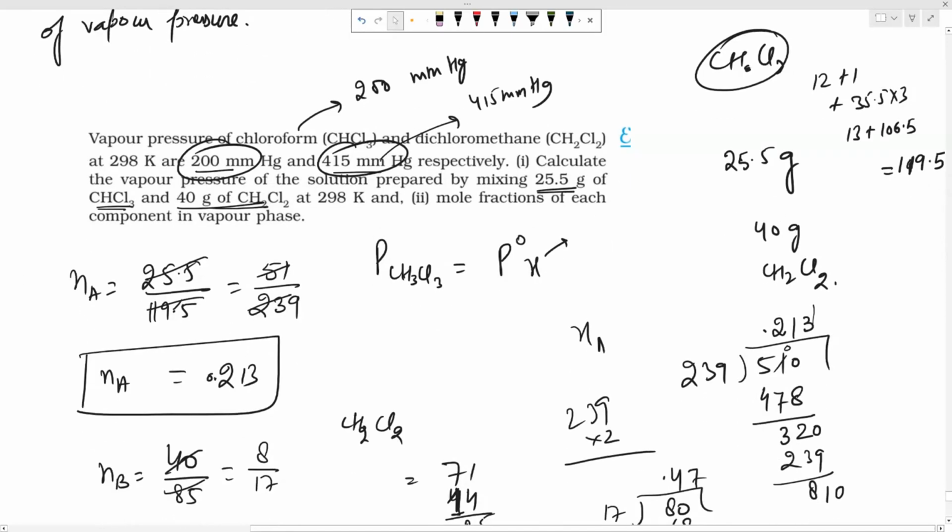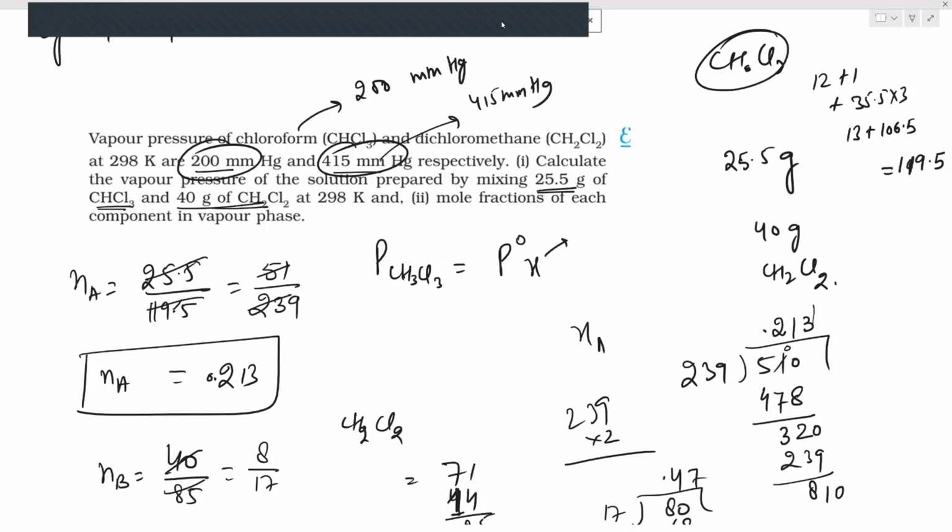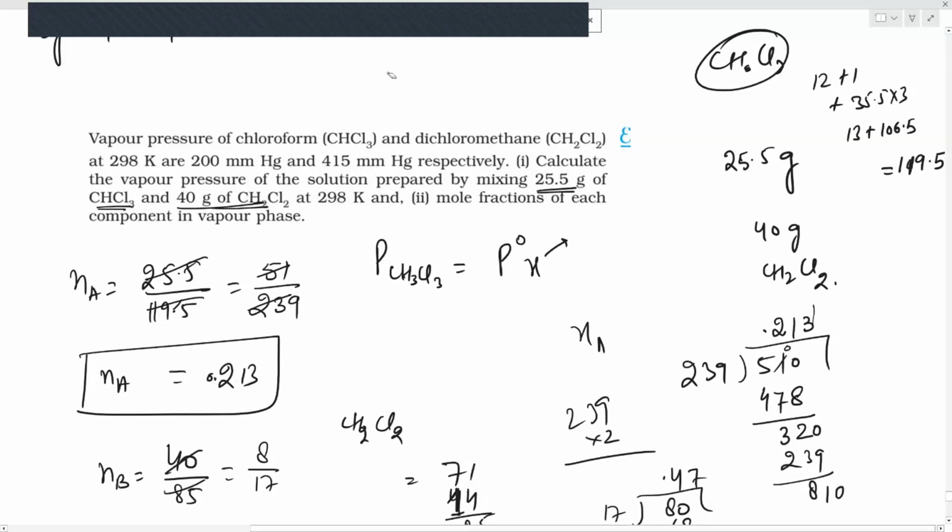Read what the question says. There are two volatile liquids: one is chloroform and the other one is dichloromethane. When they are in the pure state, they exert some particular pressure.